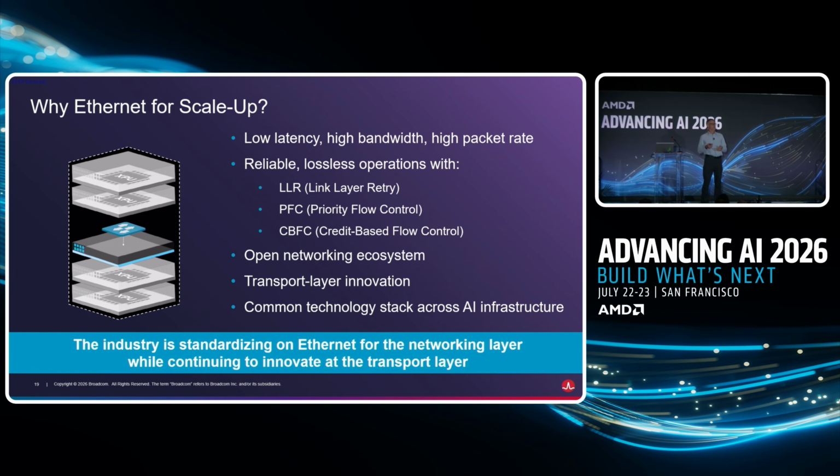Okay, so why Ethernet for scale-up? First off, there are switches today. Ethernet has switches that will provide the low latency, the high bandwidth, the high packet rate that you need for scale-up networks. There are also features included for reliable lossless operations, such as link layer retry, priority flow control, credit-based flow control. I'll get into some of these features in subsequent slides.